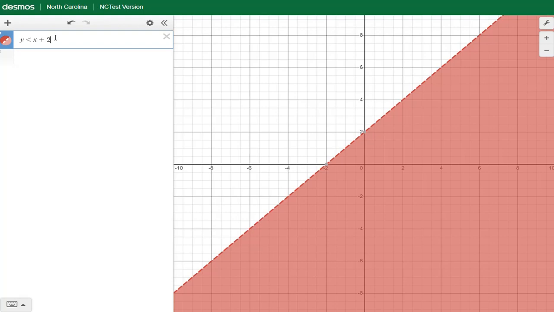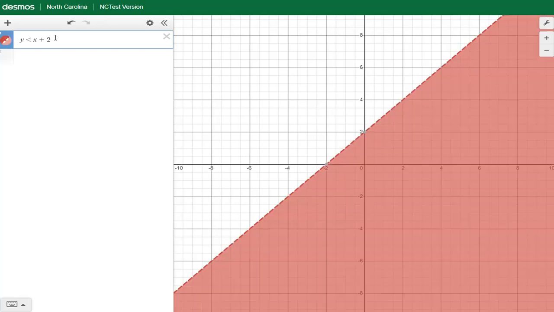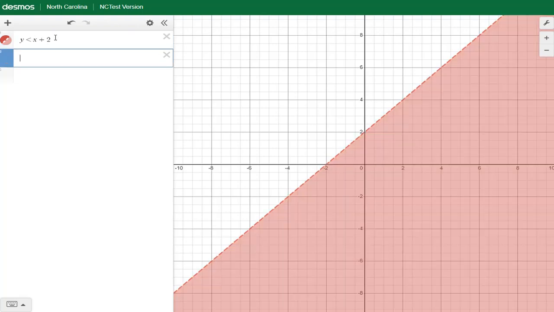You notice how it's shaded below the line. That's why it's less than. All right, now if I would have made it equal, it just would have been a line. But with an inequality, it's going to have a shaded area like this. Also notice if I put an equal sign right after the less than sign, it becomes a solid line in the graph. And then if I go back and delete it, it becomes a dotted line.